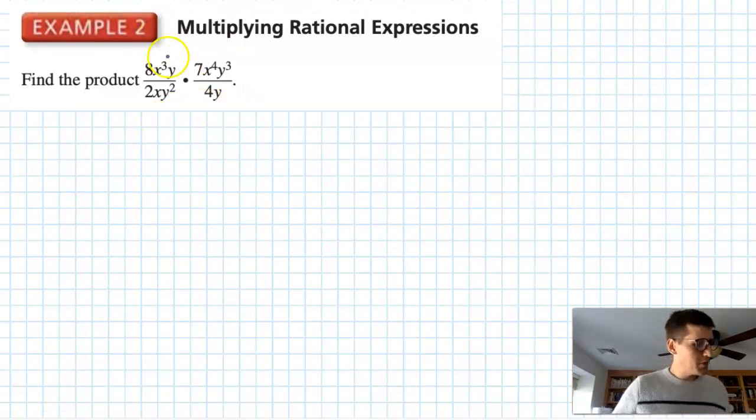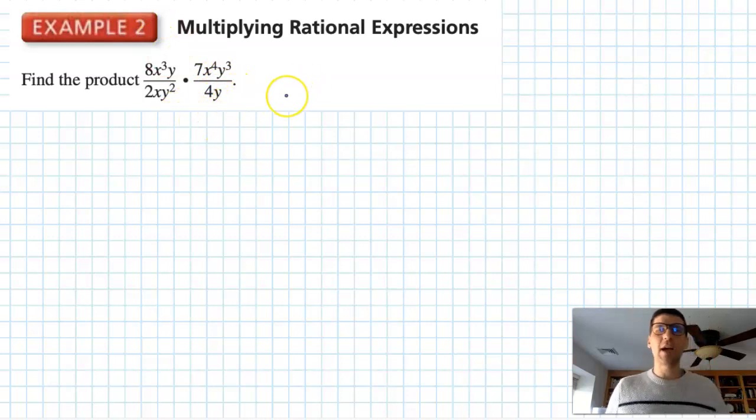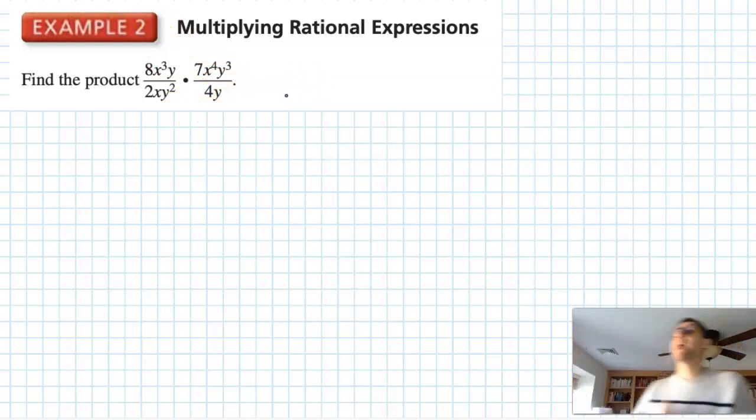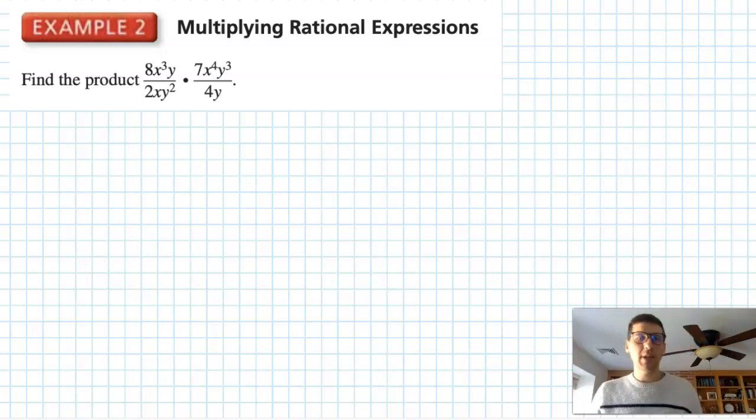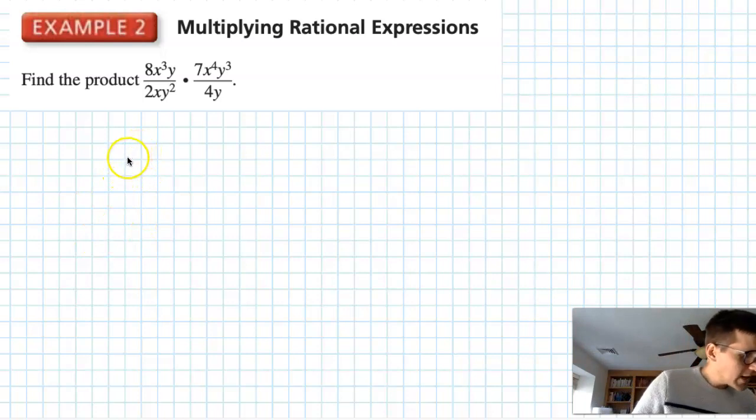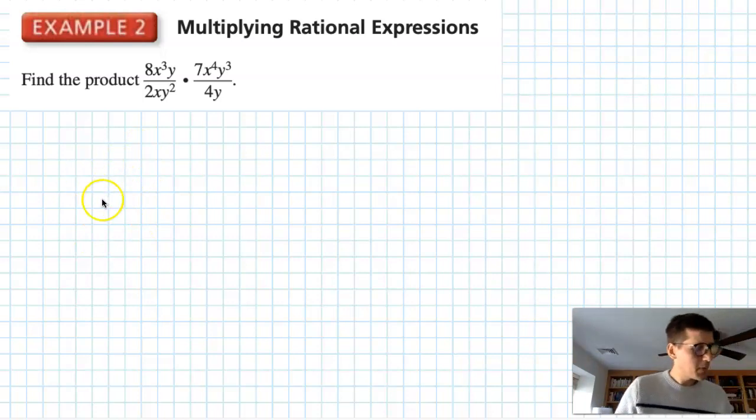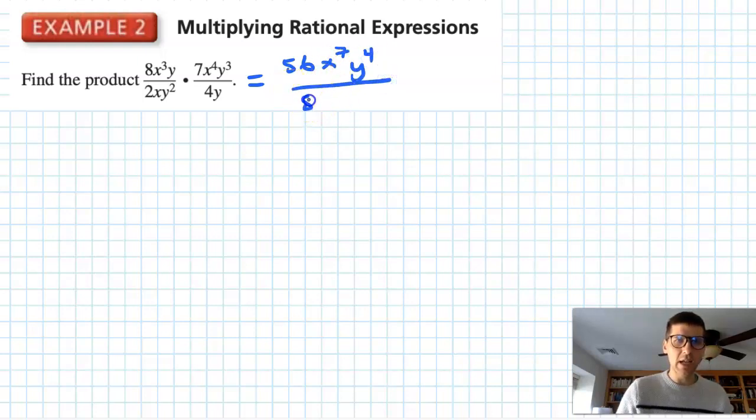So what I'm going to do for this is think, okay, multiply fractions, I go straight across, bang, just like that. So if I'm going to multiply these fractions straight across, I could rewrite it in this manner. Well, let's take a look. I could just go ahead and make it 56 in the numerator. I could make it x to the 7th. And then I could make it y to the 4th, just adding the powers. And then 8xy to the 3rd in the denominator.